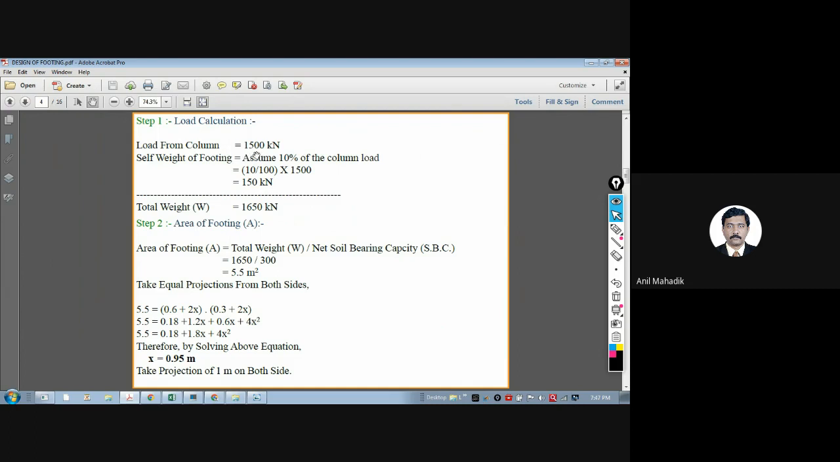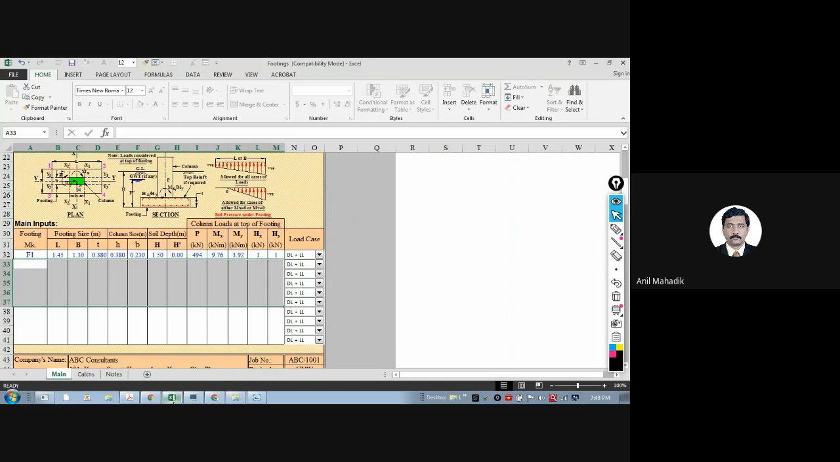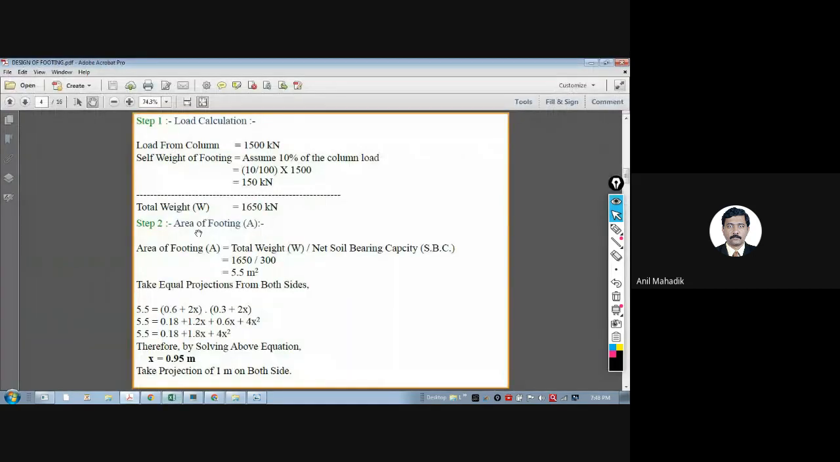This session is only to understand the manual procedure and the steps involved. Once you understand the steps of the manual calculation, we will use the Excel programs directly, which will calculate the self-weight and all these things automatically. So don't worry about that, but try to solve this problem. Let's assume the self-weight of the footing as 10% of the column load. So 10% is 150 kilonewton, and the total load at the base of the footing will be 1650 kilonewton.